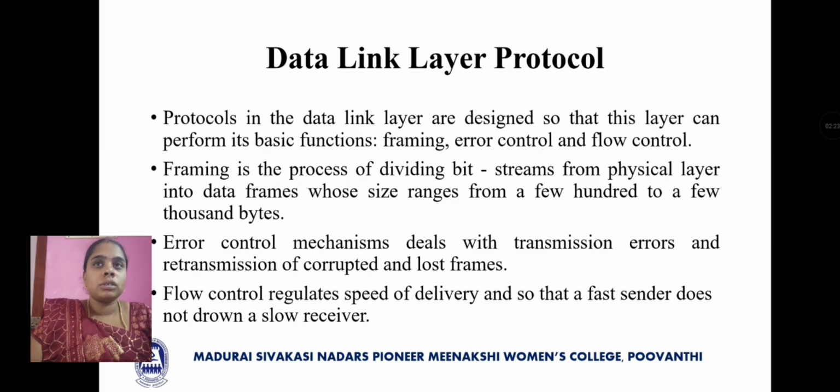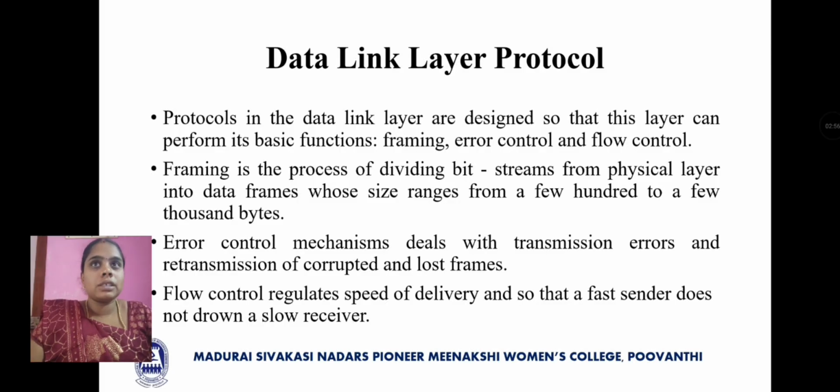The overall packets from the network layer may be huge. They will be split up and the data will be transferred as small chunks, which makes the entire transmission easier. For example, if a file is very large, it becomes easy for the data link layer to transfer that file. And then the next one is the error control mechanism.